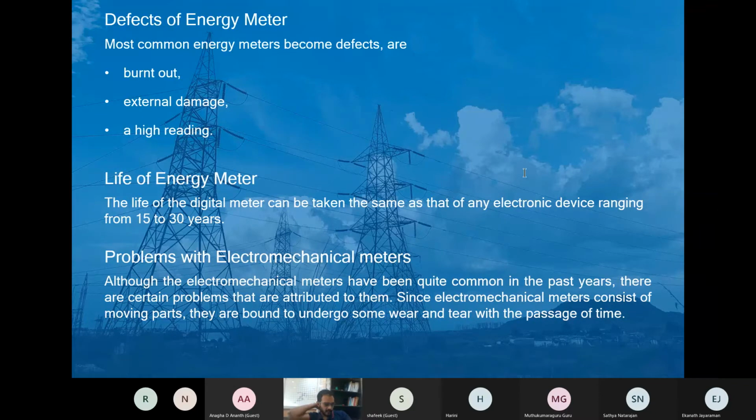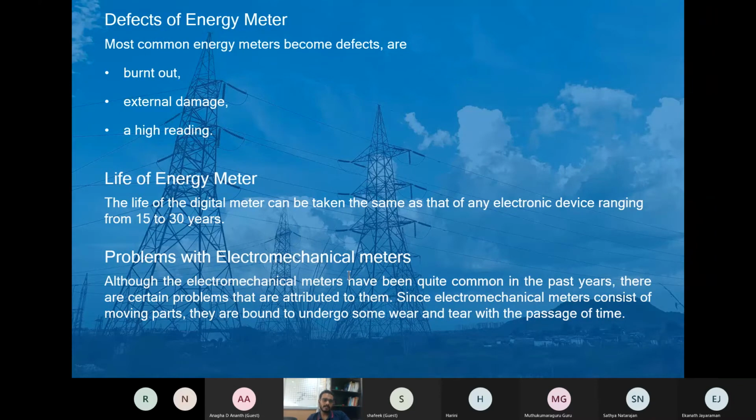So, life of energy meter. The life of a digital meter can be taken in the same way as any electronic device, ranging from 15 to 30 years. The consumable is the real-time clock (RTC), which is operated with a battery. If this battery becomes defective prematurely, the meter may also give enormous readings.